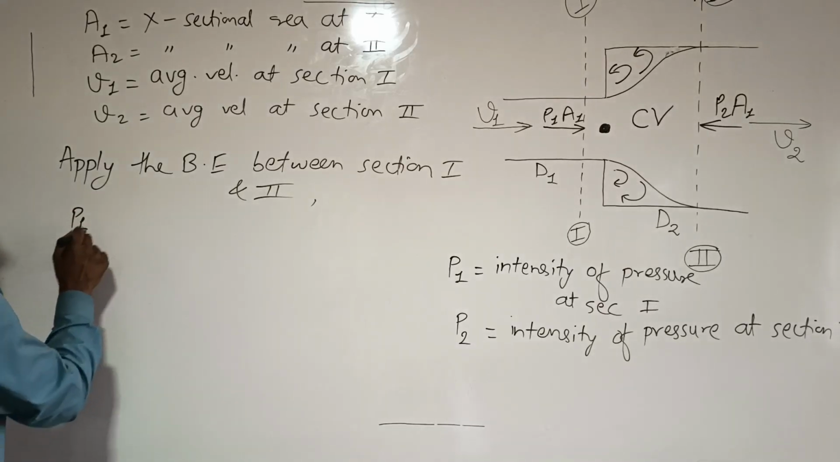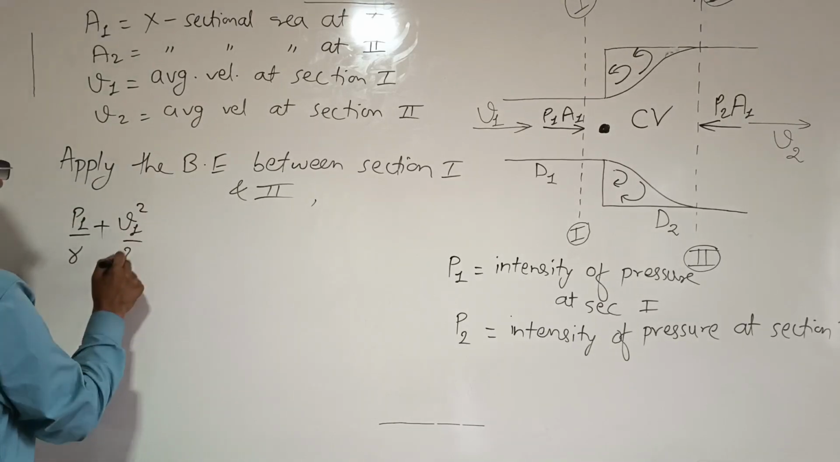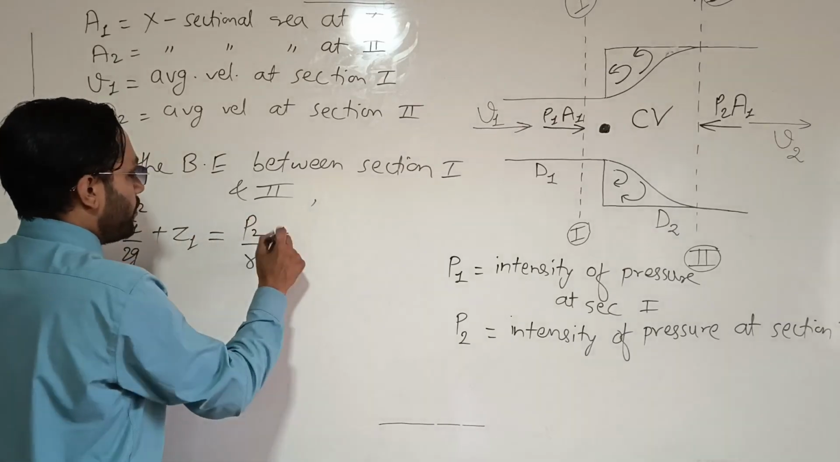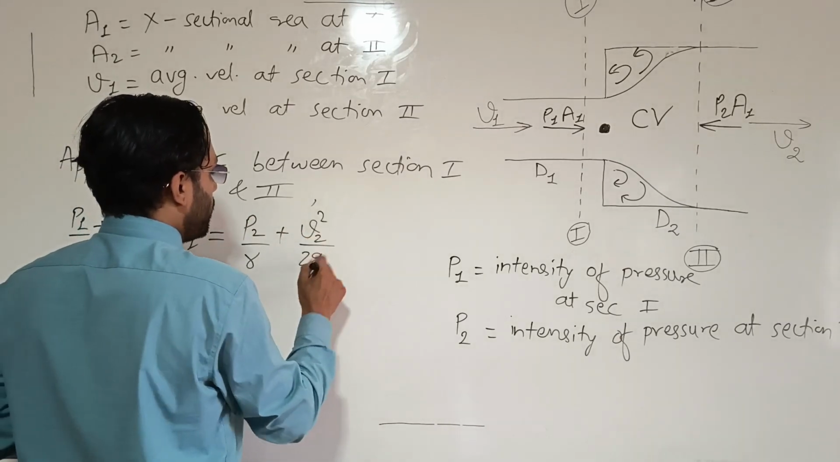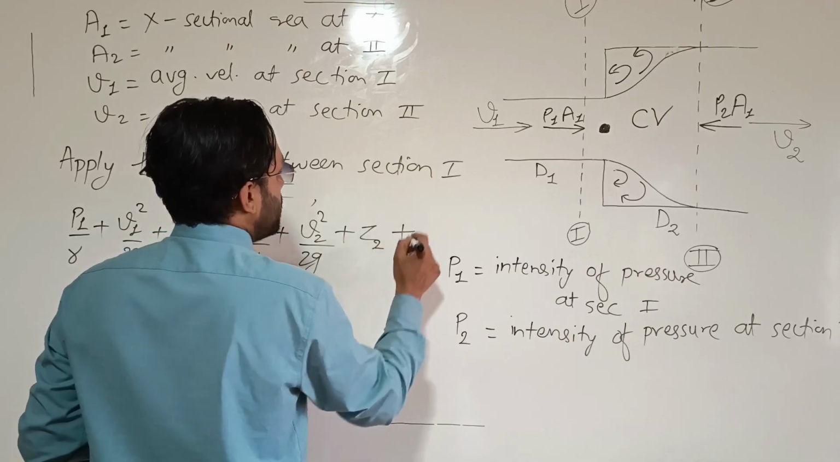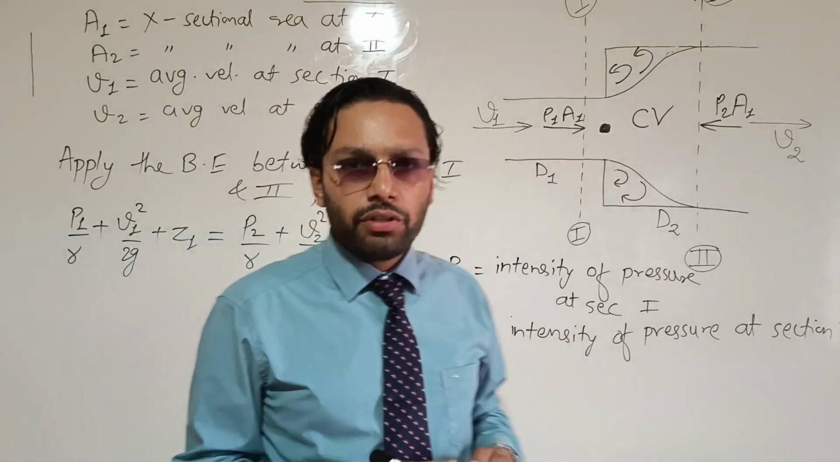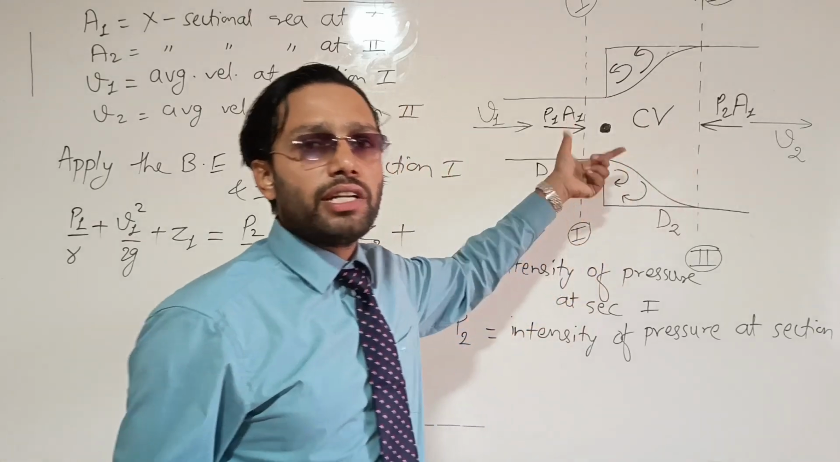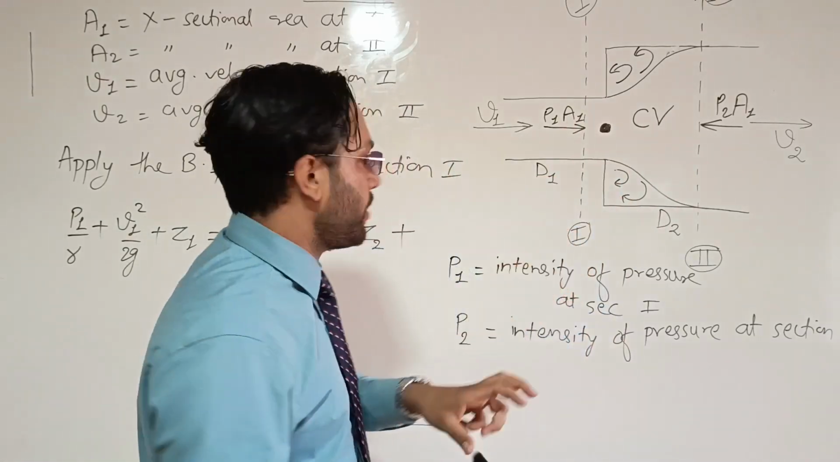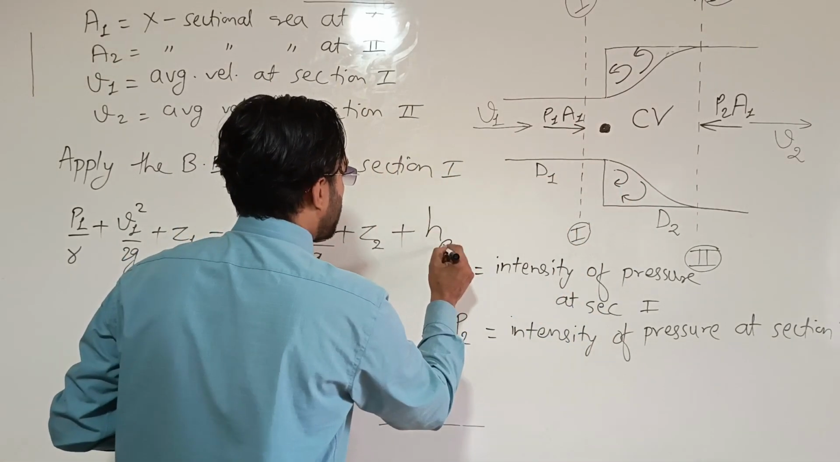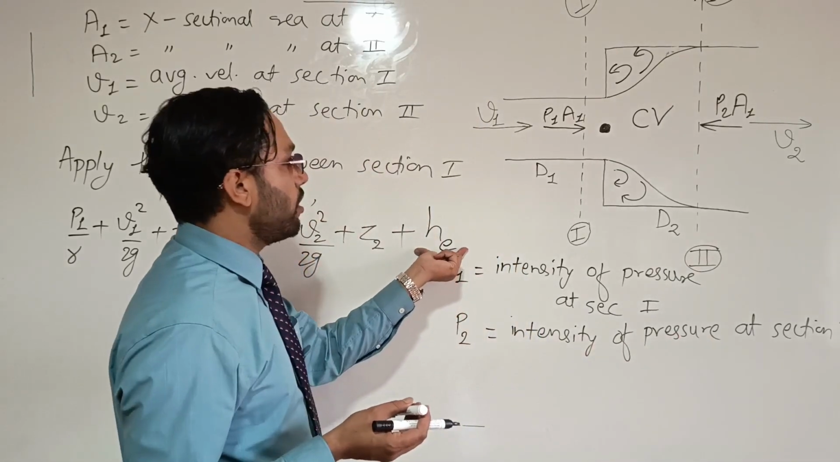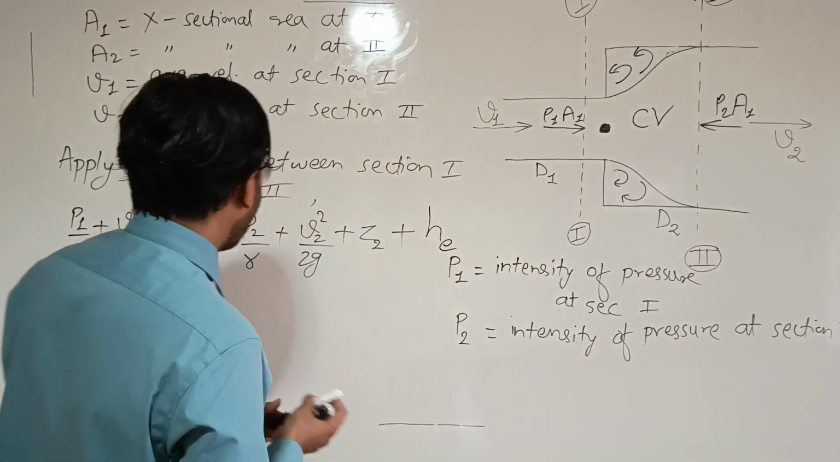P1 by gamma plus V1 square by 2g plus Z1 is equal to P2 by gamma plus V2 square by 2g plus Z2 plus the loss. There is no Darcy-Weisbach friction loss because the sections are very close, so we are only dealing with the sudden enlargement. So I'm only taking the enlargement loss, that is HE.